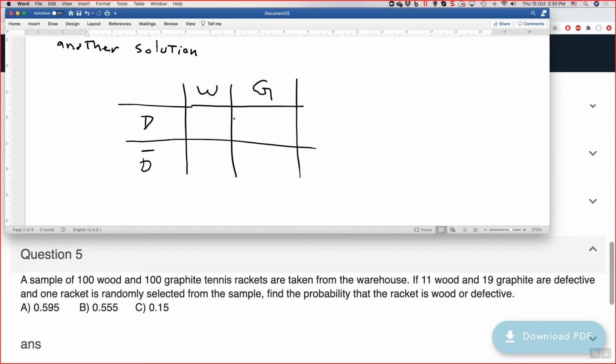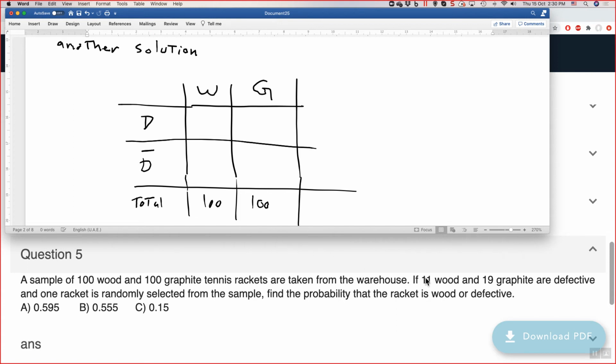Okay, the total of the wood is 100. So maybe I can just write the 100 somewhere. Maybe you can write it next to it, or you can just write it as a total at the end. Yeah, this is total. The total of the wood is 100. The total of the graffiti is also 100. That's what he said in the beginning.